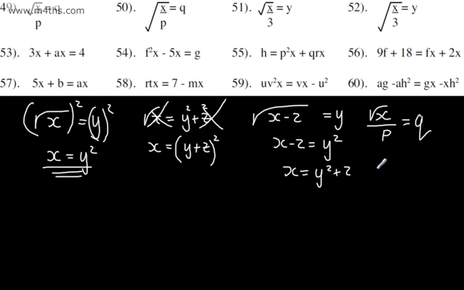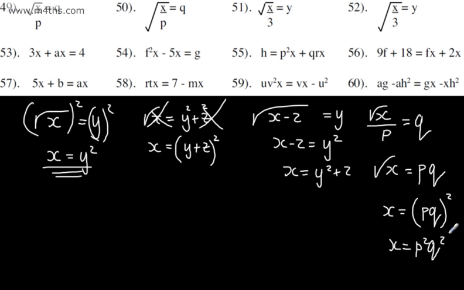So we're going to multiply first by p. So root x will be equal to p times q, which we write as pq. Squaring both sides, x is going to be equal to the quantity pq squared. You could write this now as p squared q squared. Either or, these are the same thing.